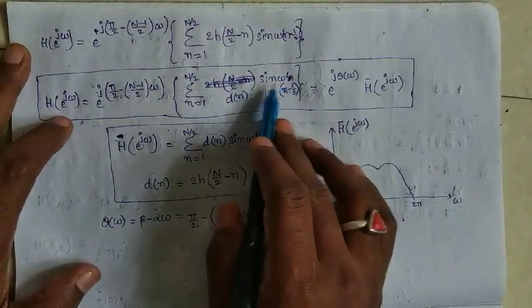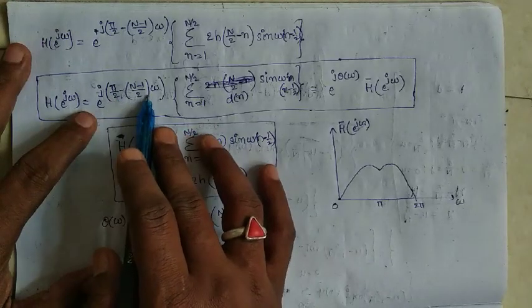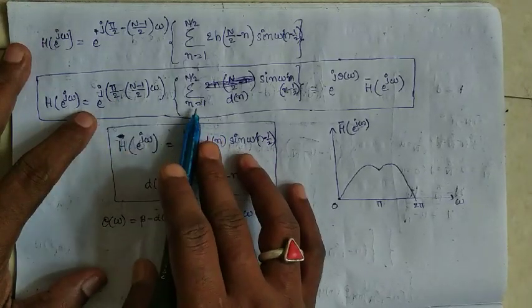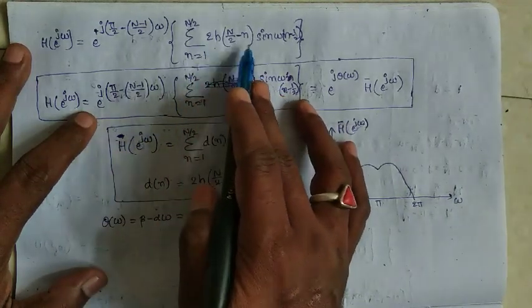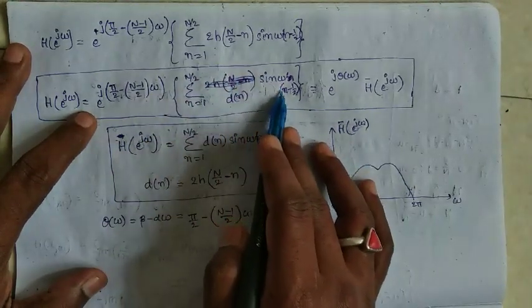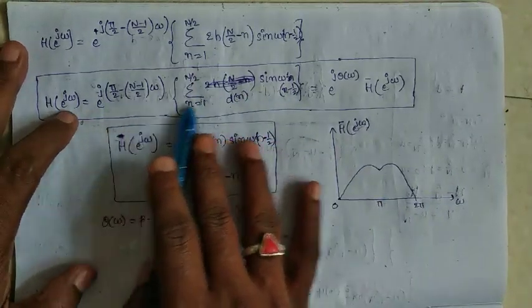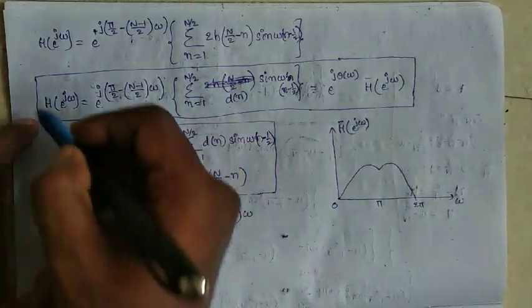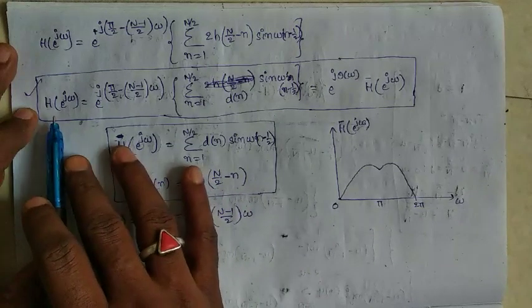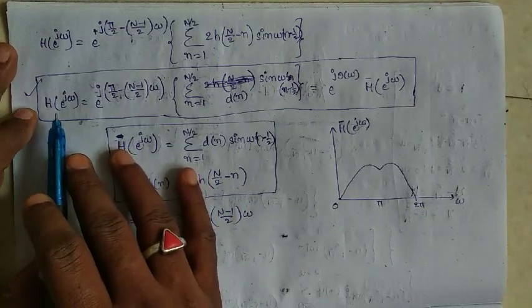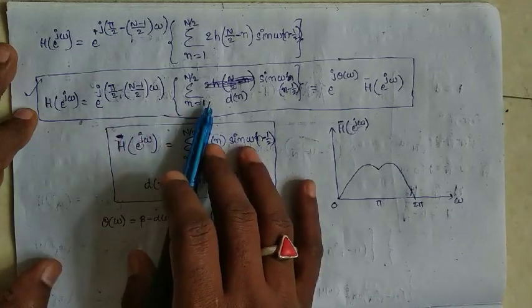Here H(e^jω) is equal to e^j(π/2 minus (N minus 1)/2 ω) times the summation n is equal to 1 to N/2. Here I am considering this one equal to d(n) sin ω(n minus 1/2). Here we are representing this in terms of what? This is the frequency response of FIR filters with anti-symmetrical impulse response, N even.